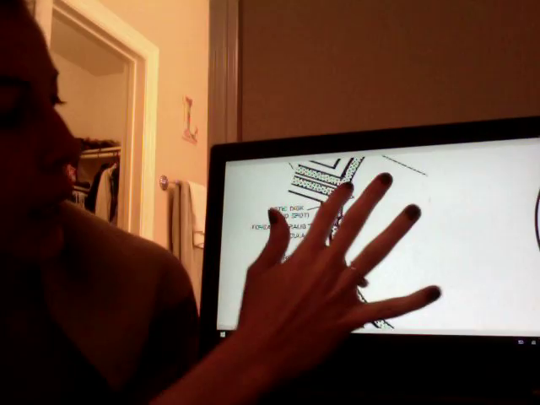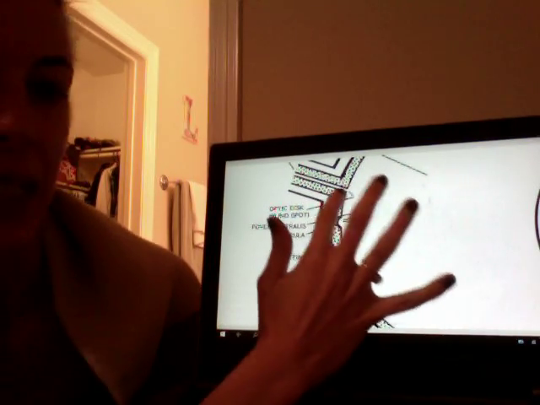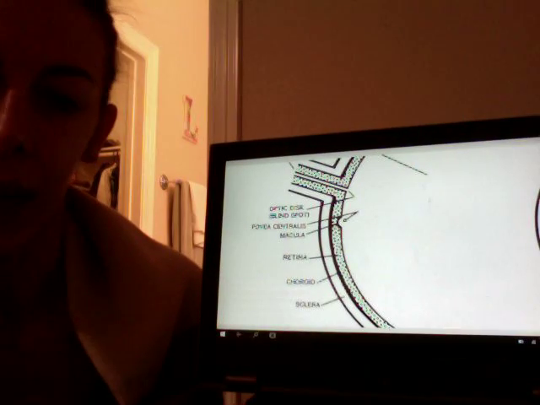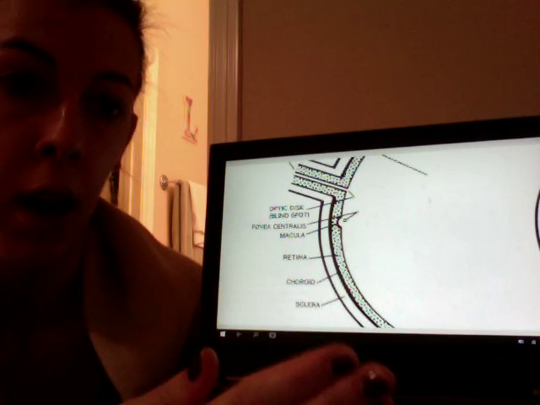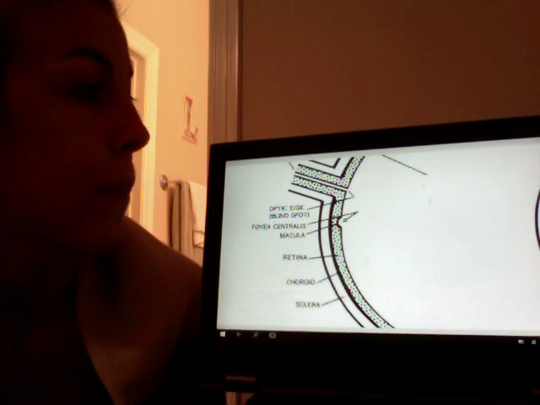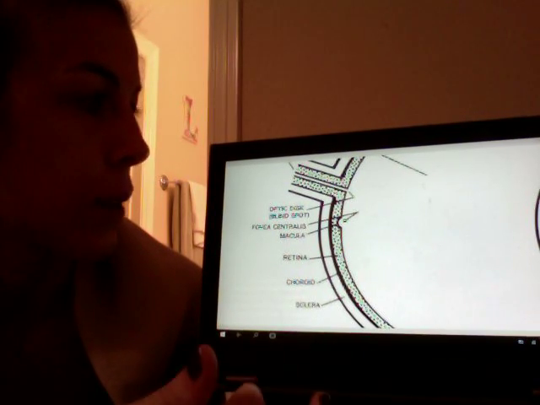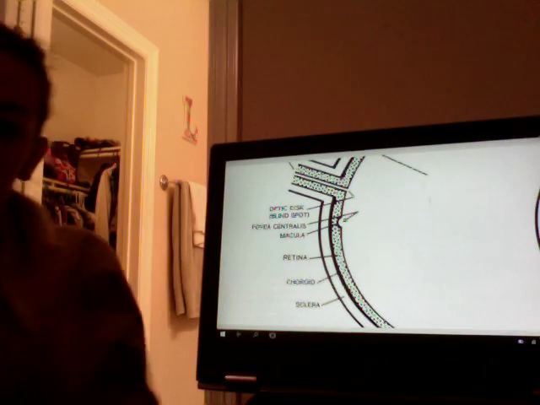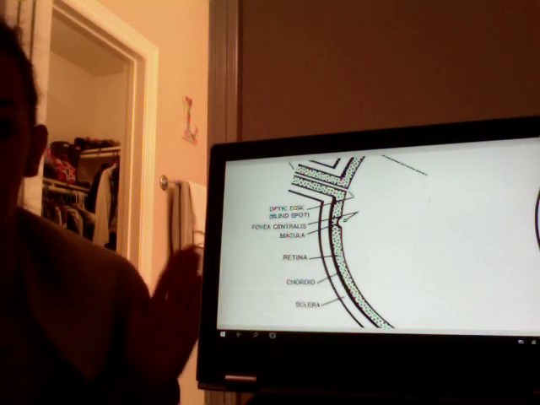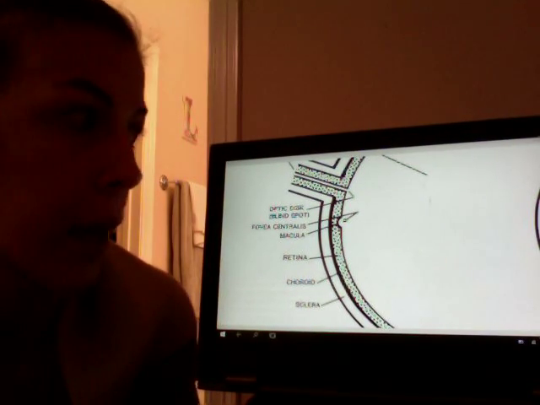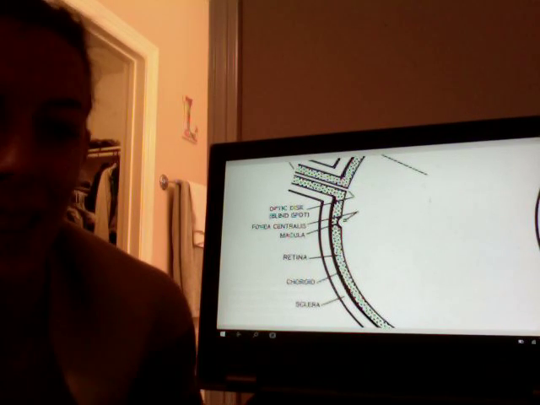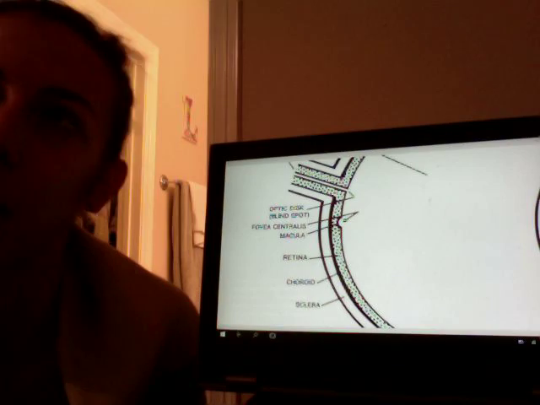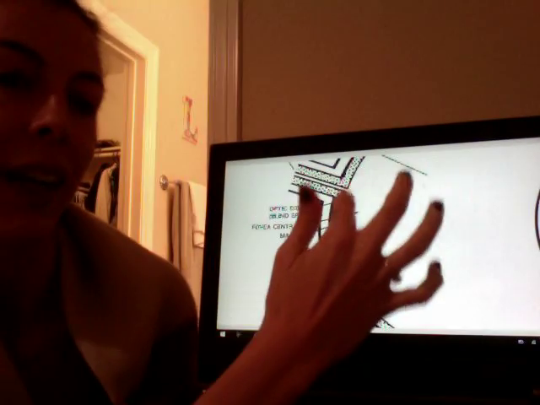And then right here is the optic disc that people also call the blind spot. The optic disc is the area in the retinal layer where the optic nerve leads out and eventually will connect to the back part of our brain that relays sight information. The optic disc is a blind spot, so there's no photoreceptors right here.